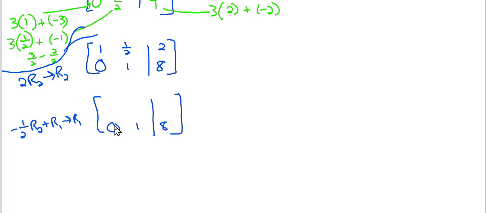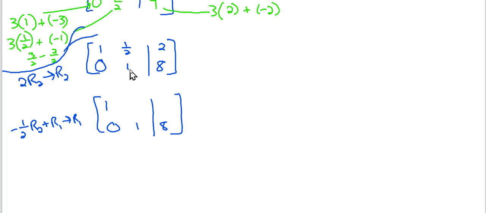Let's do it for the first column. Negative 1/2 times row 2, we're looking here. Negative 1/2 times 0, 0 plus 1. I keep my 1. Yay, that's what I want. That should always happen if you set your rule correctly. The first column shouldn't change when you're working on the second column.